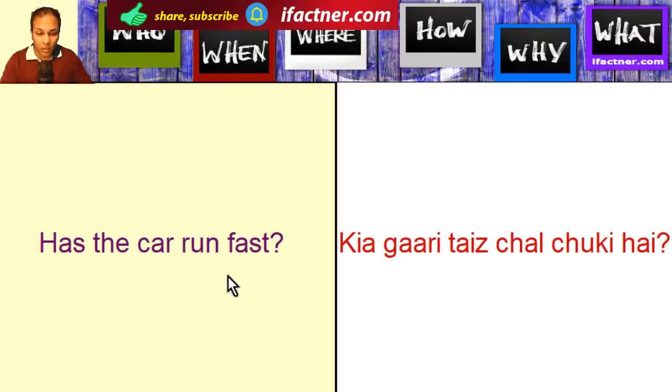Has the car run fast? क्या गाड़ी तेज चल चुकी है? क्या with है has, गाड़ी car, तेज fast, चलना is to walk, but in this sentence चलना means run. चल चुकी third form of the run. क्या गाड़ी तेज चल चुकी है?